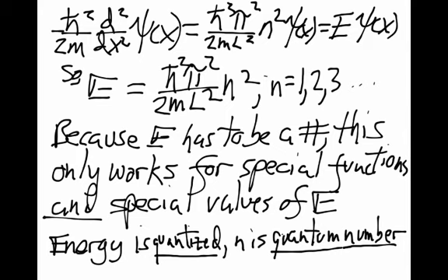It's called the principal quantum number. It's sort of the top chicken in the chicken coop, top of the pecking order. That principal quantum number is going to tell us about the energy, and it's always, always, always going to be quantized.